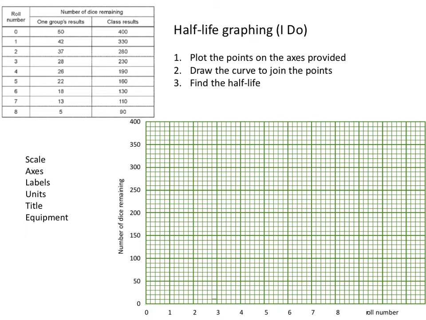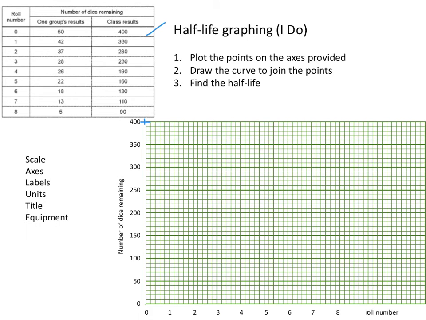So, my first point at 0 is 400. So I find 0, and I go up to 400. Okay, so I'm going to use a blue pen here. I'm going to make a plus. There's my first point, so I tick that one off.